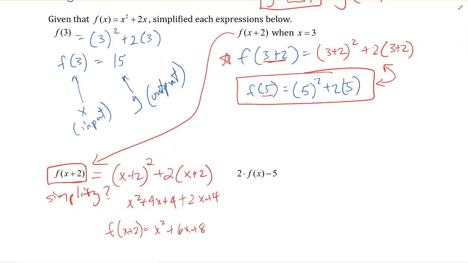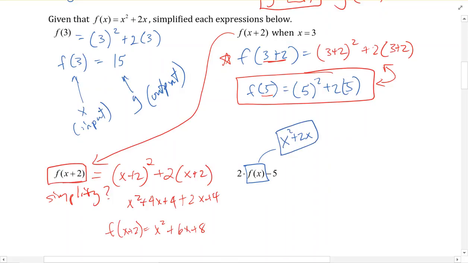Now, it is also possible to perform operations to a function. So here we have 2 times the function minus 5. And we'll keep in mind that this is, again, f of x, just a shorthand for either the output of the function or a shorthand for the function itself. This is the same thing as saying x squared plus 2x. It doesn't matter in the context of this problem which of those two symbols you write. They're identical to each other as stated at the beginning of the problem.